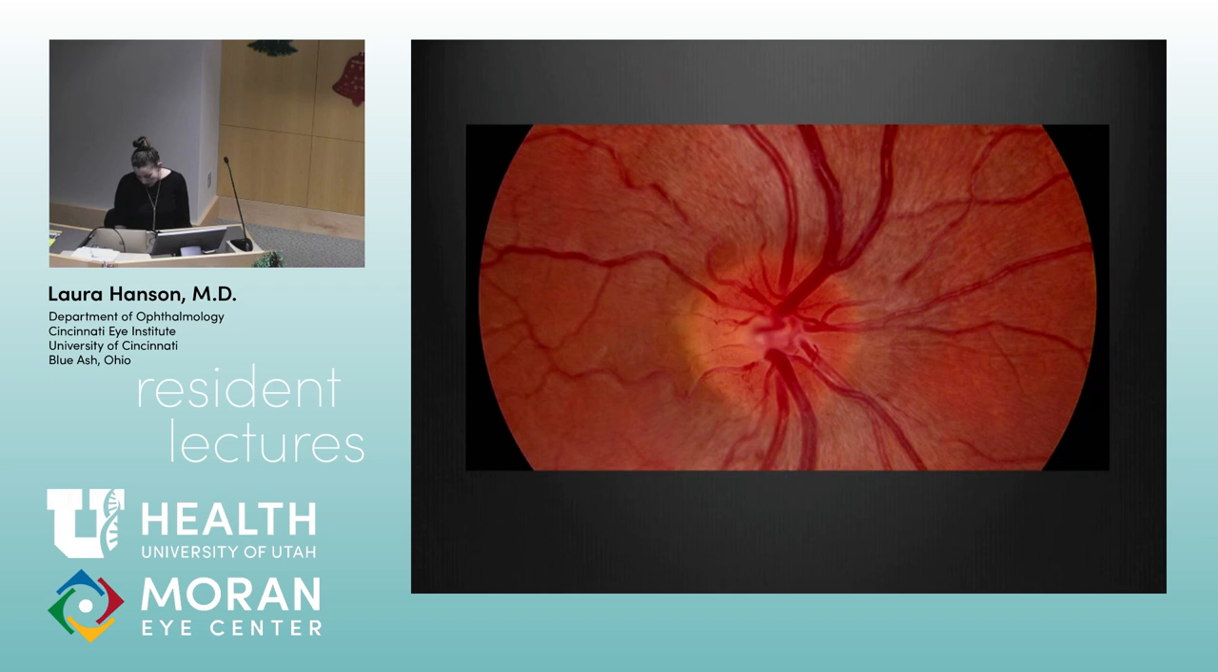So you get this classic triad in Leber's where you get circumpapillary telangiectasia on the surface of the disc. The disc looks swollen, but it's pseudoedema, so there's no leakage on fluorescein. So that's going to be the big clue. It looks swollen, but no leakage. That's a classic thing for Leber's.